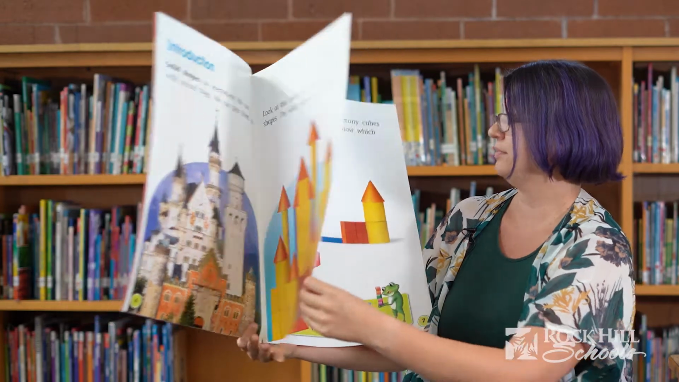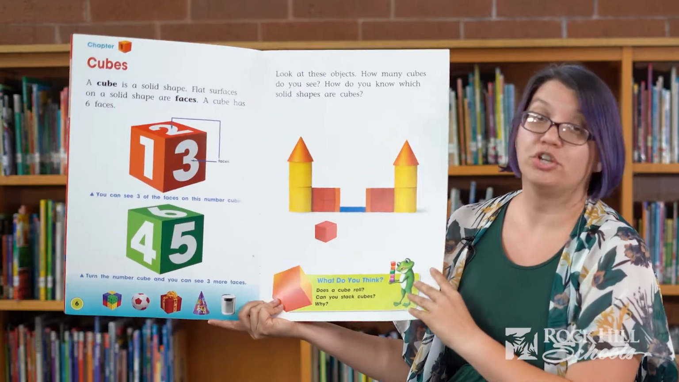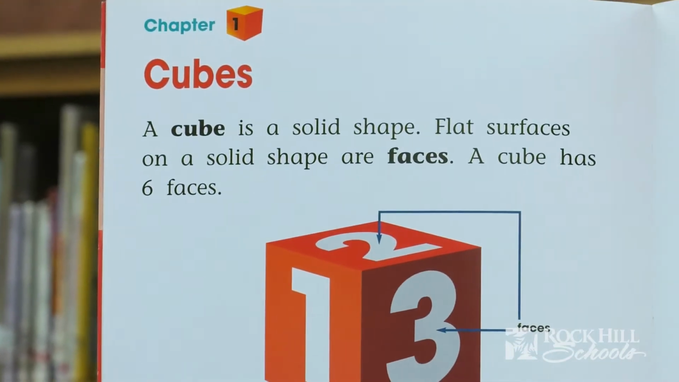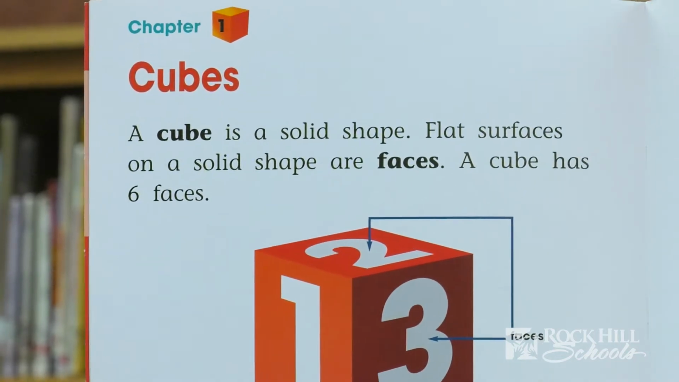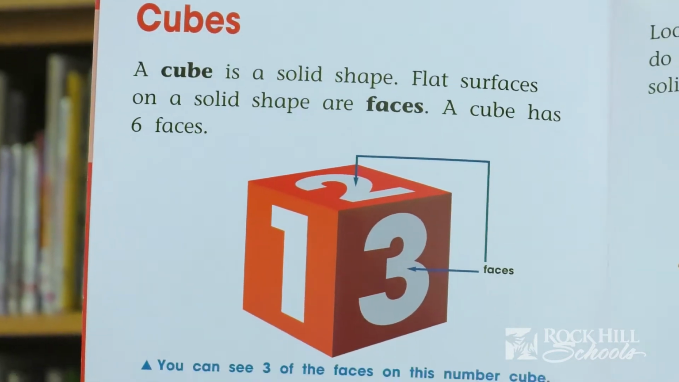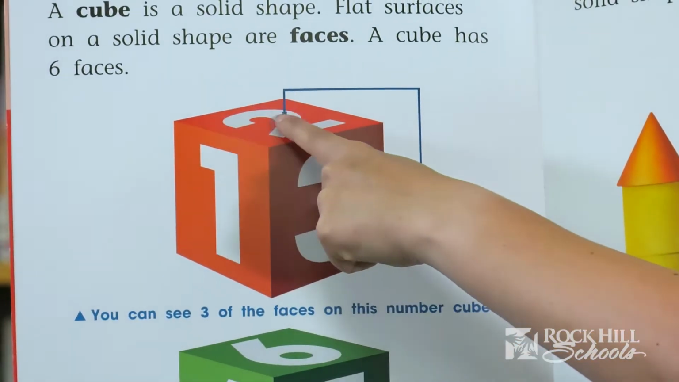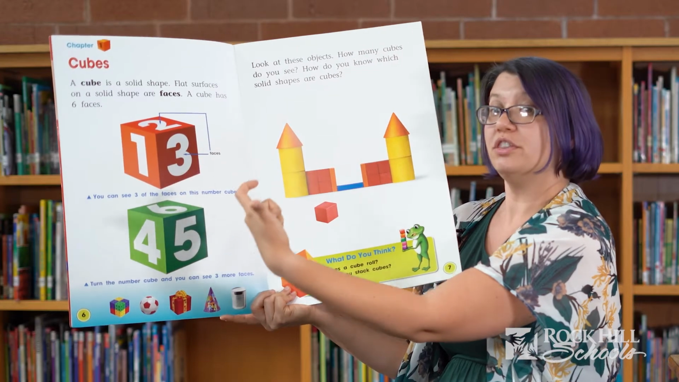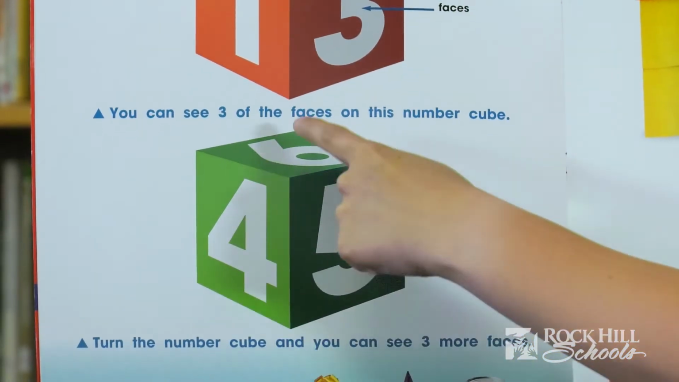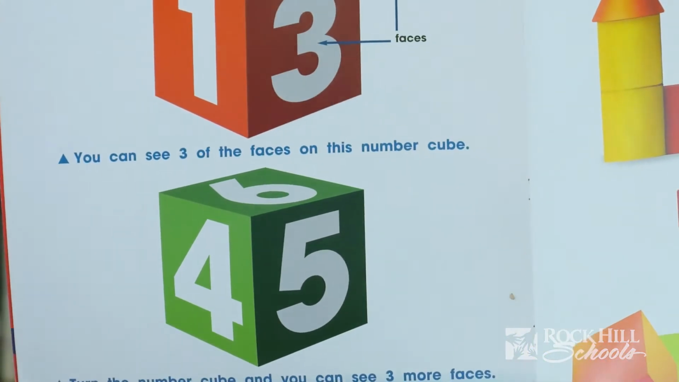Cubes. A cube is a solid shape. Flat surfaces on a solid shape are called faces. A cube has 6 faces. You can see 3 faces here. Look at these faces. 1, 2, 3. And then if you turn the cube, you can see 4, 5, and 6. Kind of like on a die, like dice in a game.